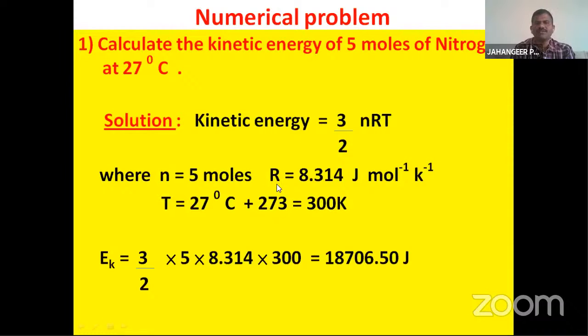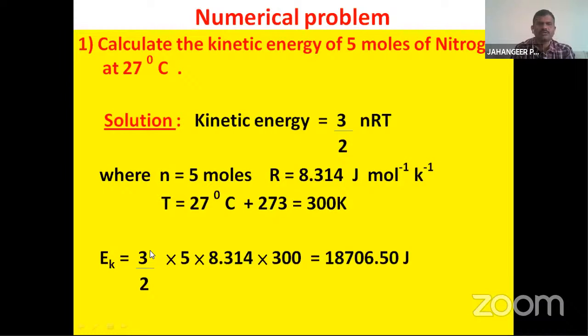n is 5 moles. R is the universal gas constant, its value taken as 8.314 joule mole inverse Kelvin inverse. T is the absolute temperature, which is always measured in the Kelvin scale. Hence for conversion of degree Celsius into Kelvin, you add 273. So 27 degrees Celsius plus 273 gives you 300 kelvins. Now substitute all these values in the kinetic energy formula.